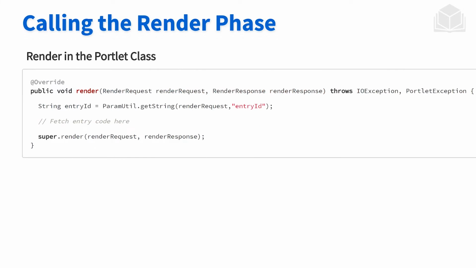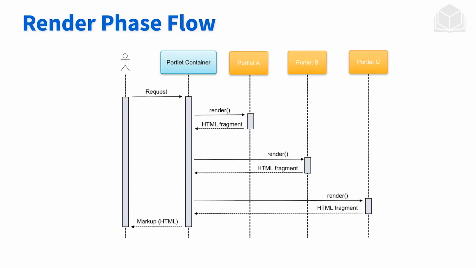Once the render URL is invoked, it then calls the render method. So this is one example here of the render method within a portlet class. In this situation, we can pull that specific parameter that was set within the JSP. We can do something to that parameter or to that object, whatever it might be, and then go from there. One thing that makes the render phase unique is the way that it works with every other portlet.